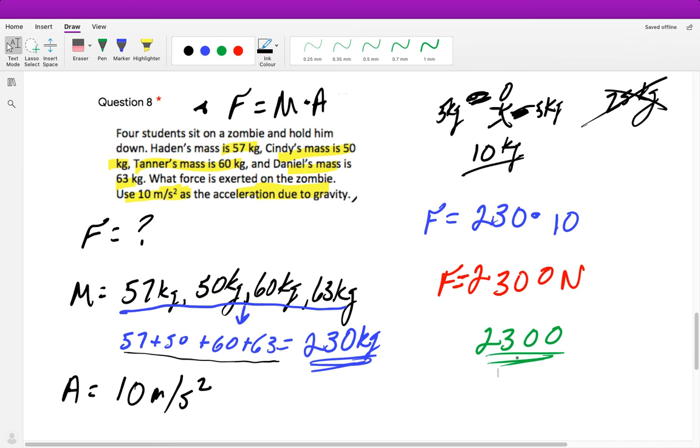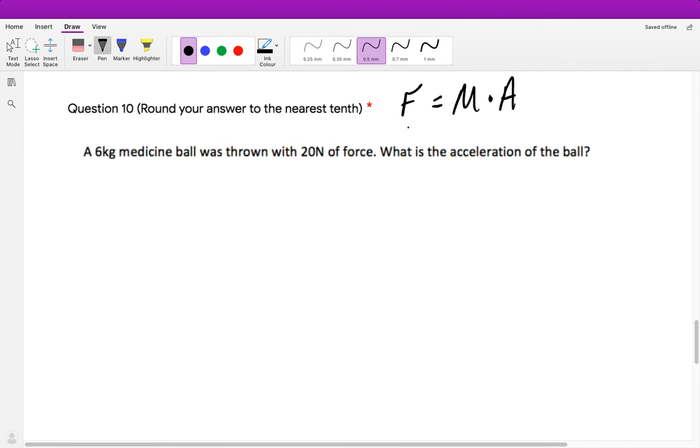All right, now on to the last question. So same thing, we're using the same formula. Force is equal to mass times acceleration. We will write out what our force, what our mass, and what our acceleration is equal to just to make it easy for us when we're substituting in.